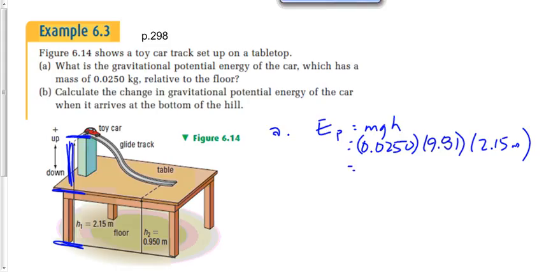Fraser, what do you get? 0.537. And it is 3 significant figures. Yeah, there we go. All right.